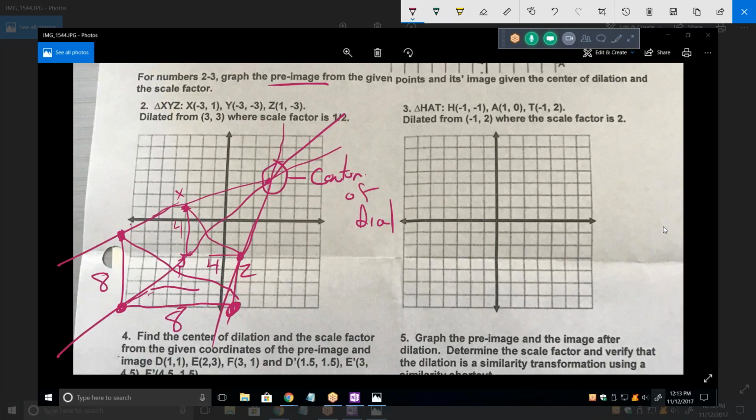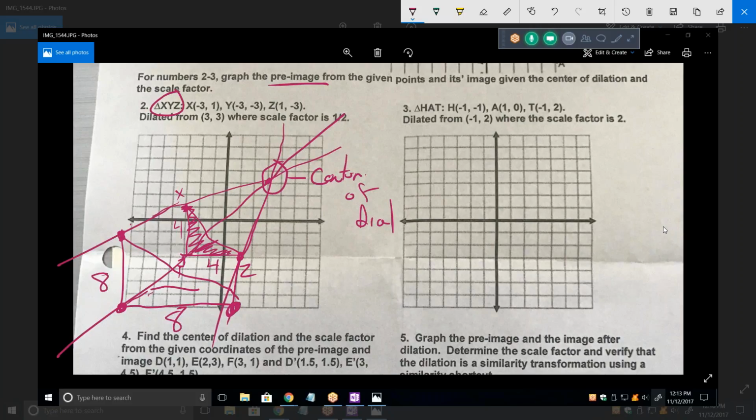Didn't really ask for anything else. Graph the preimage and its image. Given the center of dilation and the scale factor, well, they don't really say for sure, but I'm assuming that's the image, X, Y, Z. Yeah. Okay, so this is the image. But the preimage has to be bigger because the scale factor is 1/2, right? Yep. So this makes sense, the way I've graphed it.